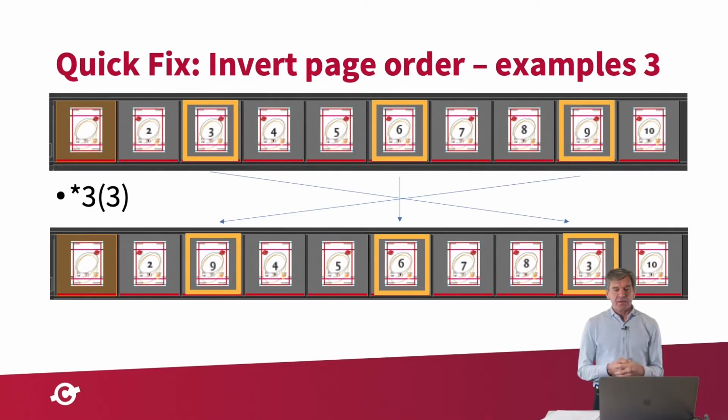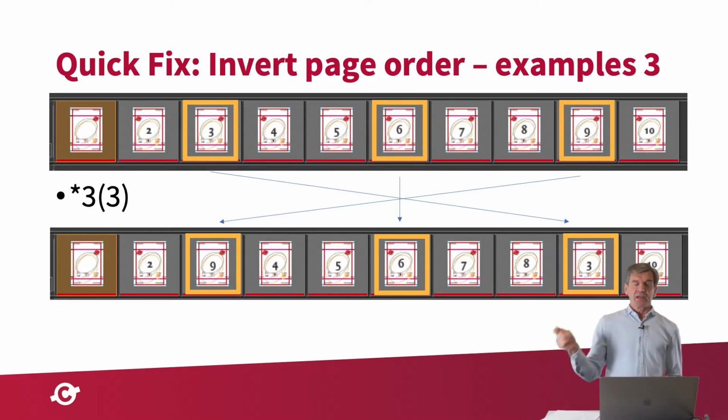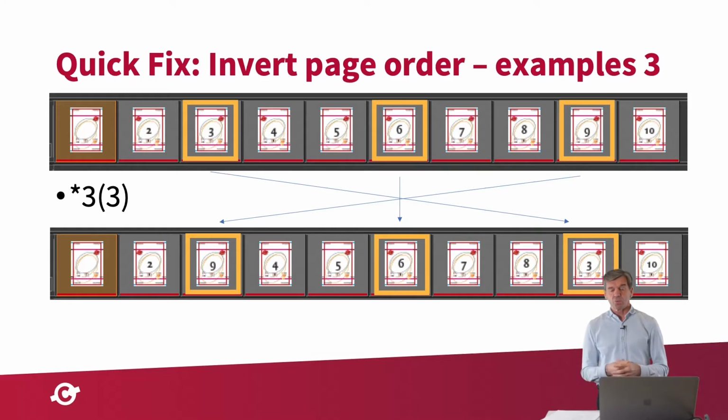And here's a more complex example if you want. In this case we only have a 10-page PDF file, and we use *3 starting with page 3. If we invert the order, page 9 would go where page 3 was before, page 6 would remain where it was, and page 3 would go to where page 9 was before.